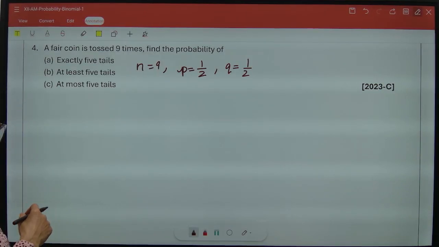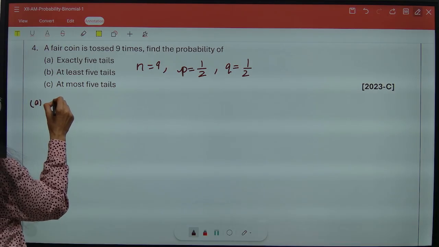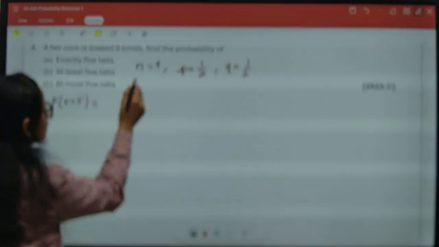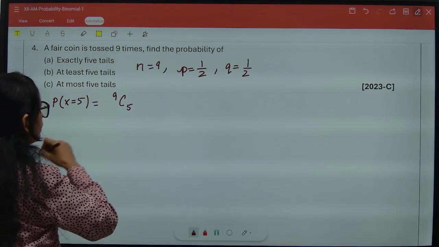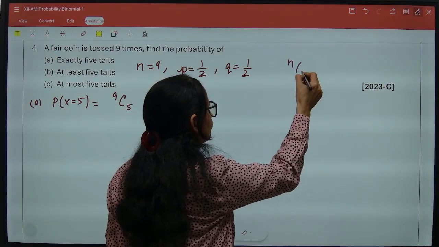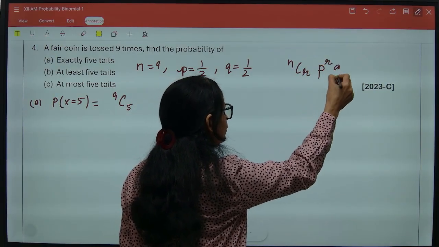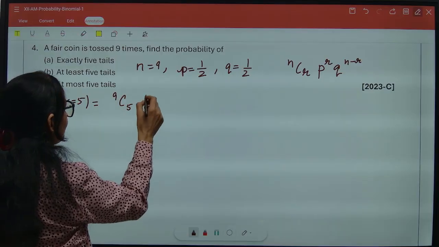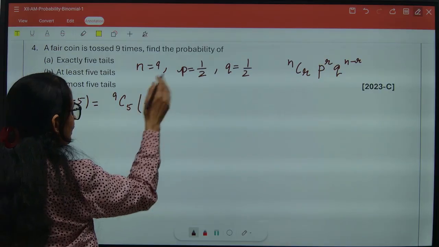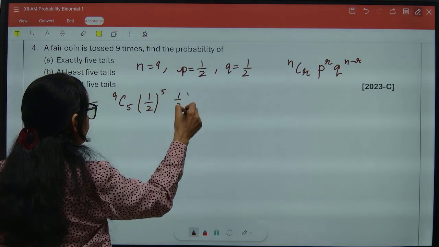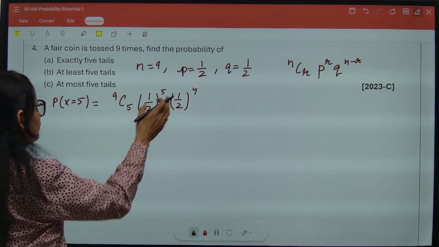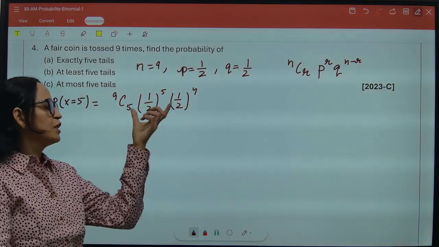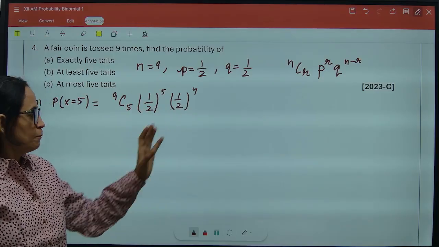Getting exactly 5 tails means we need to find the probability of x being equal to exactly 5. So this is 9C5. First write the formula before you move forward: nCr p to the power r q to the power n minus r. Always write the formula and then put in the values. So it is going to be 9C5. What is p? 1/2. 1/2 to the power r, which is 5, and 1/2 to the power n minus r, which is 4. So eventually the exponents add up to 9. Because the probabilities p and q are the same, in such questions you can straight away write the probability raised to the power n.